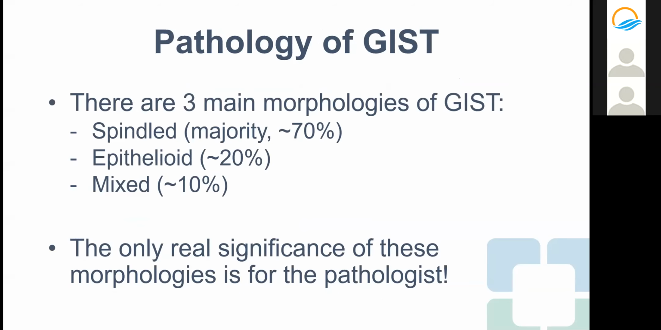There are three main morphologies of GIST tumors when we examine them under the microscope. These include a spindled morphology, which is the most common scenario, happening in about 70% of cases, an epithelioid morphology, and a mixture of these two previously mentioned cell types. I'll show you what each of these tumors looks like under the microscope momentarily. The distinction between these three morphologies is really only significant for pathologists in ensuring that we understand the many faces of how a gastrointestinal stromal tumor can present under our microscope, and to ensure that we get the diagnosis correct.